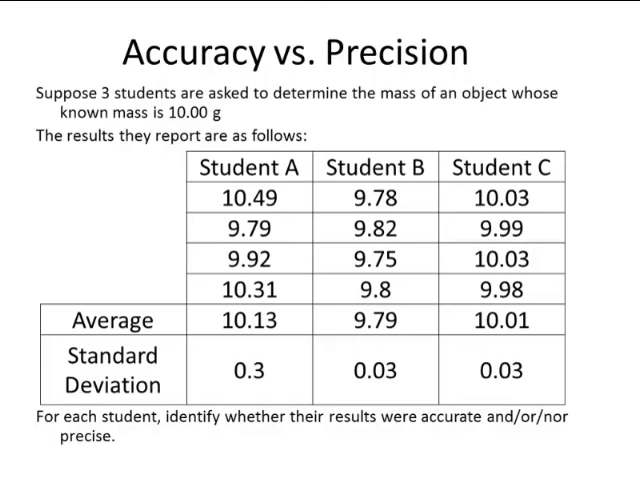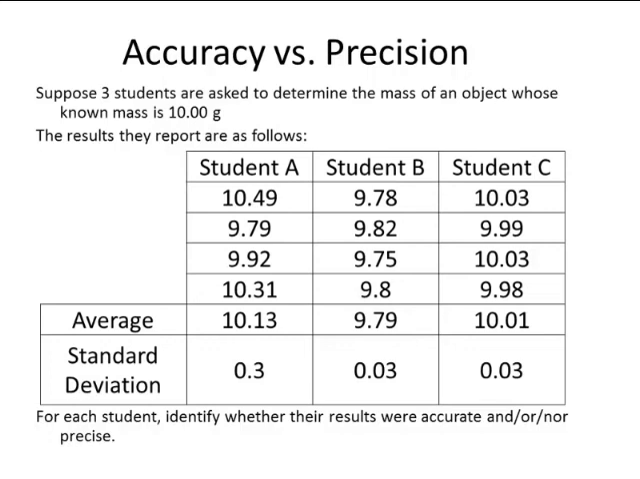But if we look at the standard deviation, it's a fairly low value, and we can see just by looking at the numbers they're fairly close to one another, so we'd say it's got good precision. Student C has an average of 10.01. Well, I would say that's pretty accurate because it's very close to the 10.00 grams. And looking at the standard deviation, 0.03, low standard deviation, good precision. So their results were accurate and precise.